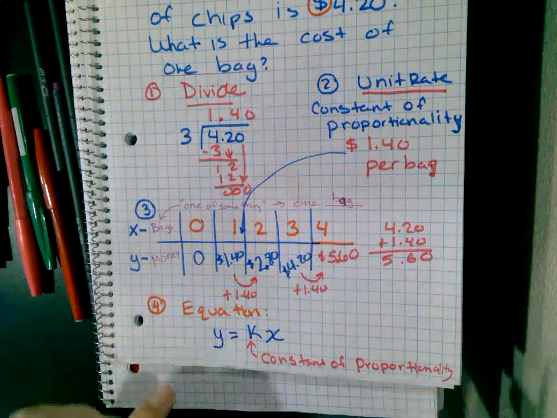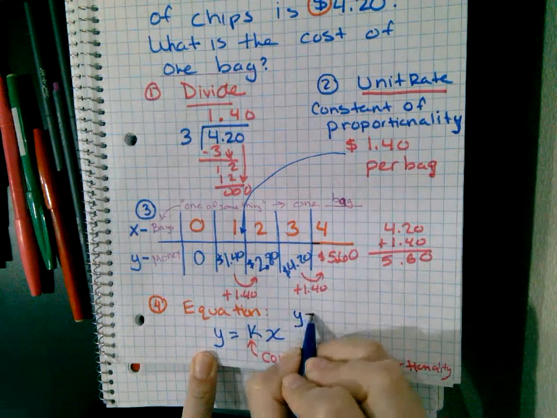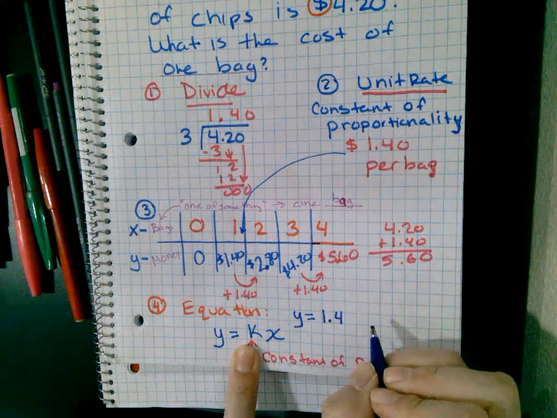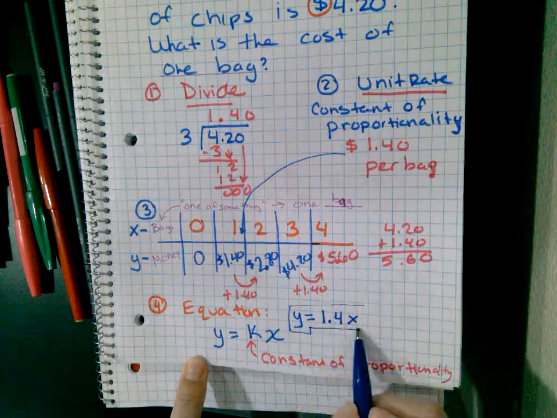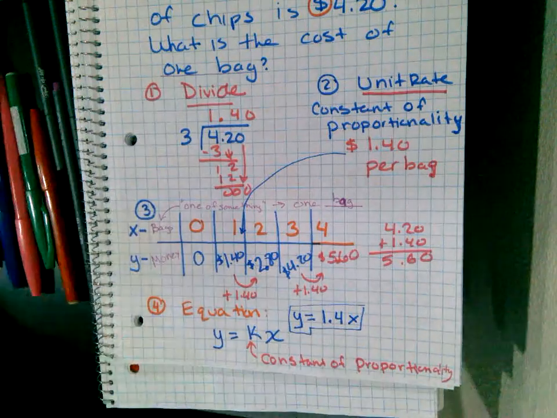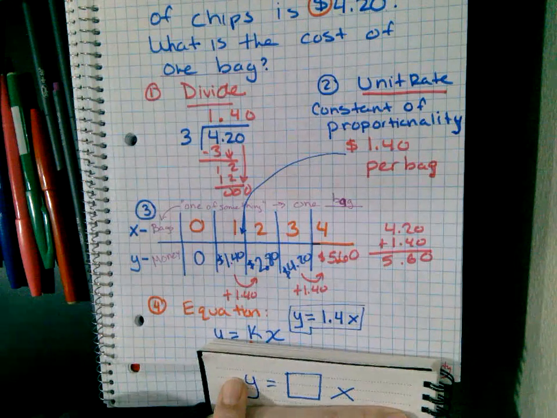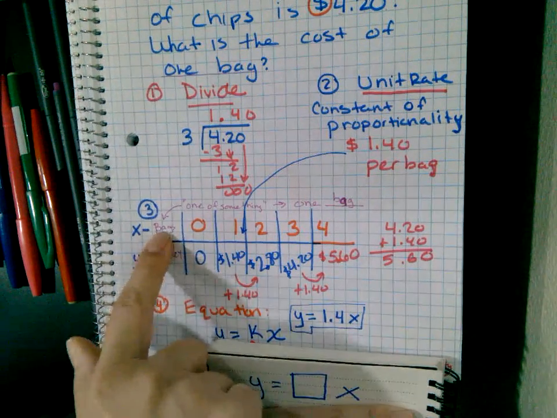So for this example, you're always going to write it as Y equals KX. You're always going to start with a Y equals. Now, what's my K in this problem? 1.4, 1.40. Then you're always going to have an X. So the equation for this problem is Y equals 1.4X. It's always going to be in that form. Miss Amelia, is the Y going to be money equals 1.4 bags? Yes, because in our problem, Y stands for money, X stands for bags.